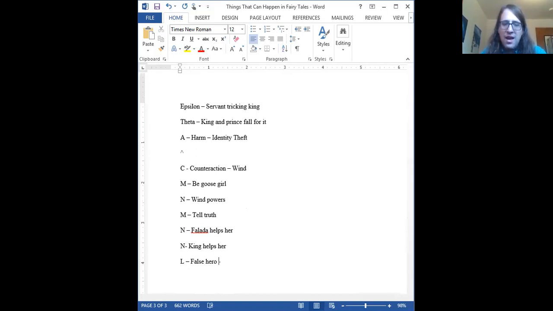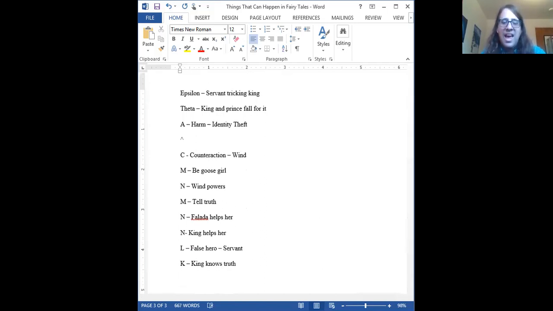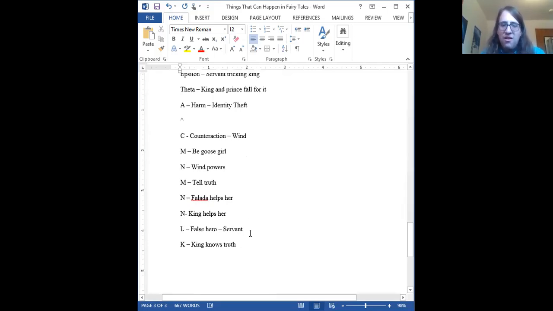So the false hero is of course the servant pretending to be a princess, but eventually her claims are going to be exposed. And so the goose girl solves her original problem, which is identity theft, because now the king knows the truth. This is about when, inherently, the villain's plan is revealed to the king, who can help her. And the villain is punished by punishing herself, which is very delicious.